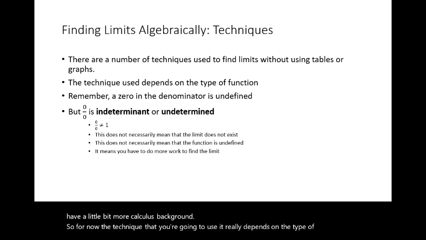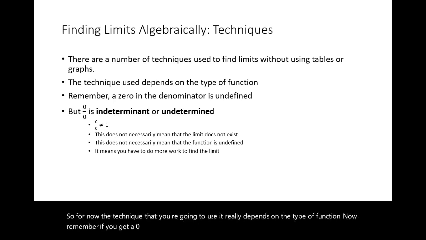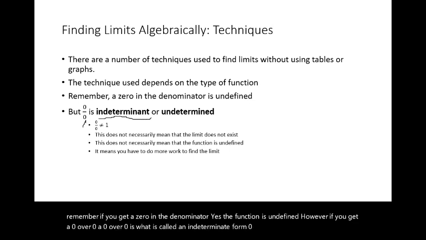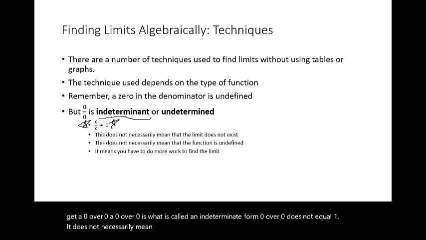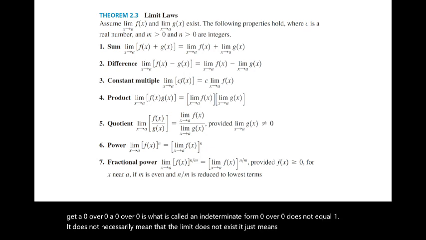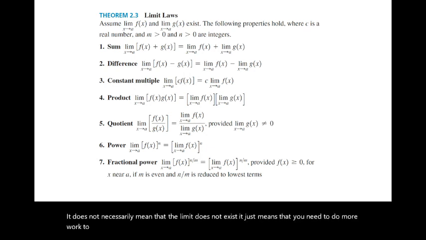Now remember, if you get a 0 in the denominator, yes, the function is undefined. However, if you get a 0 over 0, a 0 over 0 is what is called an indeterminate form. 0 over 0 does not equal 1. It does not necessarily mean that the limit does not exist. It just means that you need to do more work to find the limit.